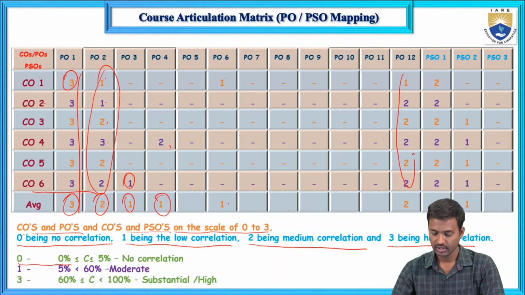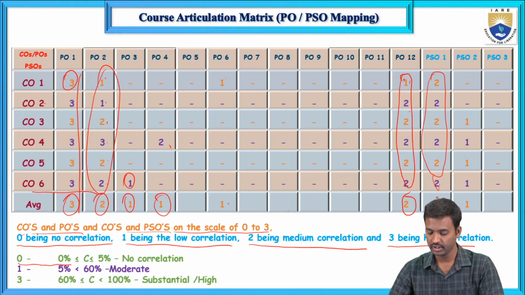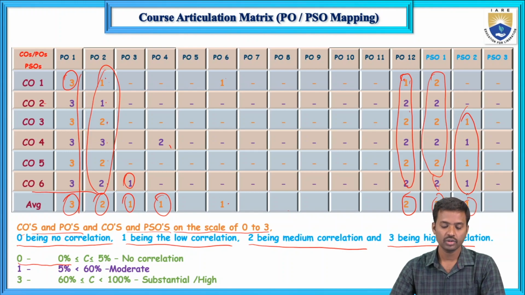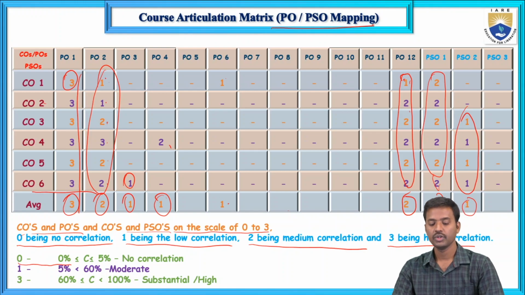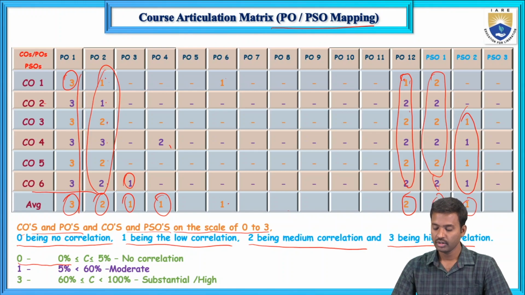And next, here 1, 2, 2, 2, 2, 2, and the average is 2, and this total is 2, the average is 2, and this is 1, 1, 1, and the average is 1. So this is the course articulation matrix for PO and PSO mapping.